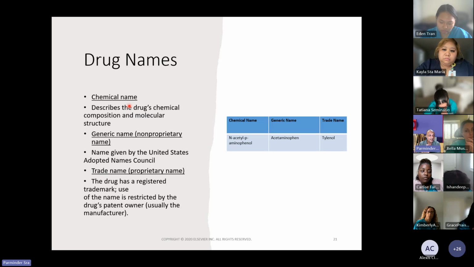Okay, same with ibuprofen and Motrin. Motrin is the brand name. Ibuprofen is the generic name. Everybody clear about that part? Okay.